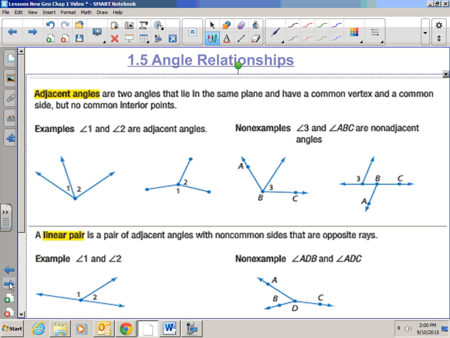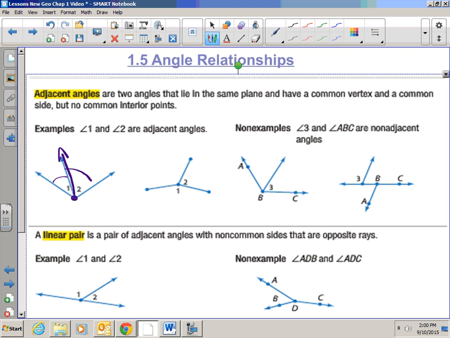Adjacent angles are two angles that lie in the same plane and have a common vertex and a common side, but no common interior point, so they can't overlap. In other words, two adjacent angles can't overlap. Angles 1 and 2 right here are adjacent angles because they have the same vertex and they share one common side. It's like angles that are next to each other.